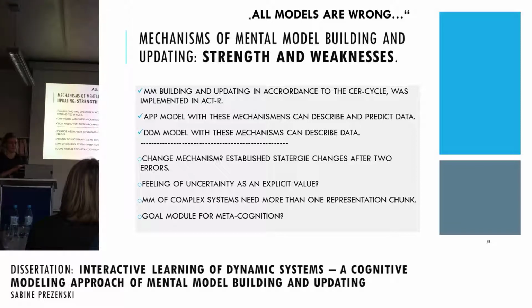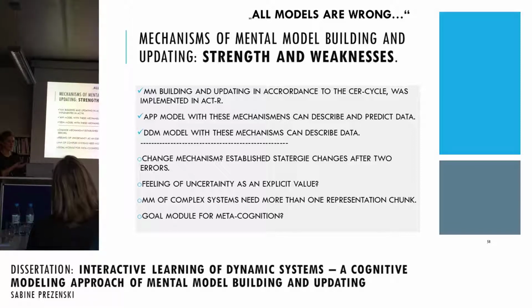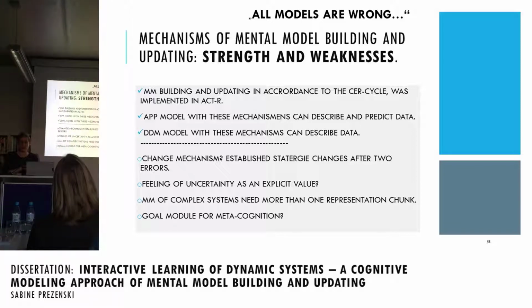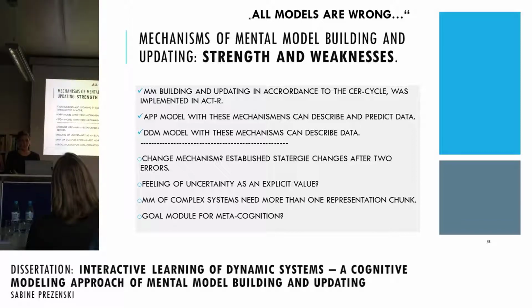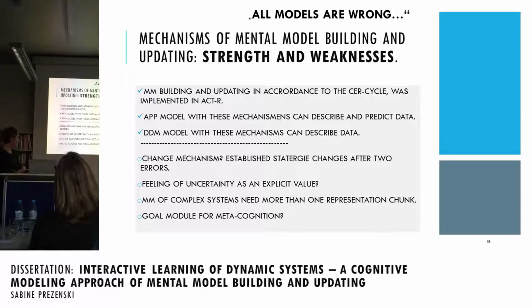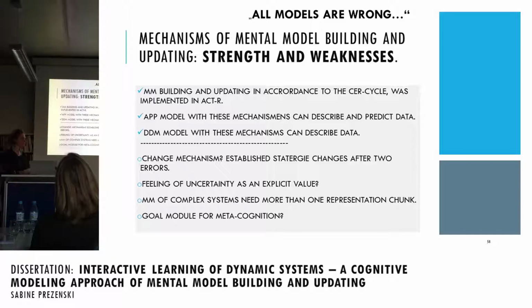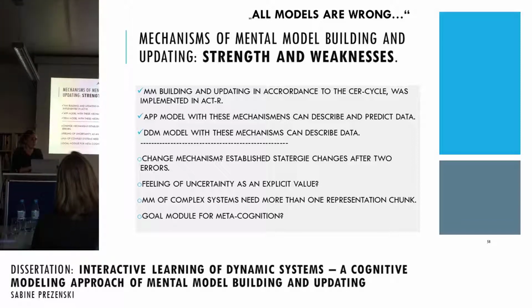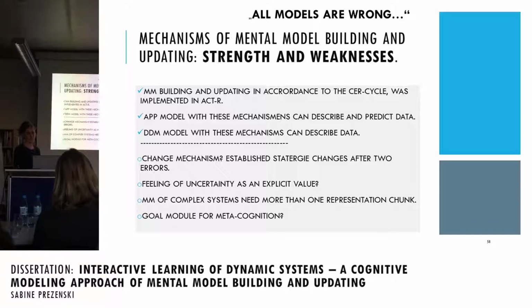Also, if you have more complex systems and you want to represent the mental models of these systems, then you need more than one representation chunk. And I used the goal module for metacognition. I think there should be a specified metacognitive module for that.